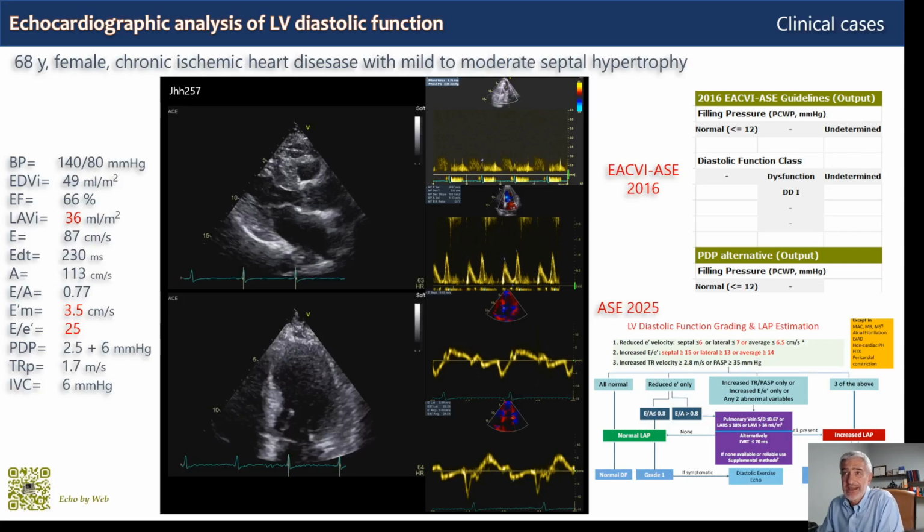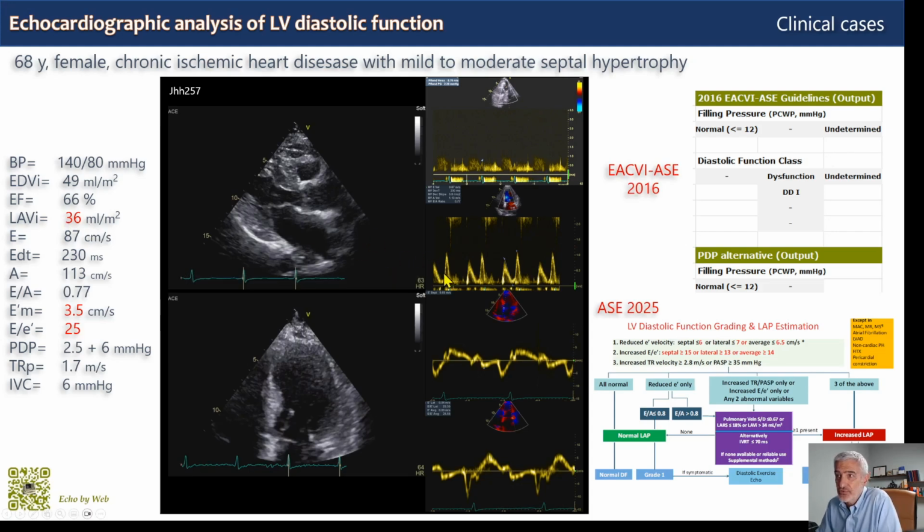In this other clinical case, we have a 68-year-old female with chronic ischemic heart disease and mild to moderate septal hypertrophy. But blood pressure is well controlled, 140 on 80. We have a normal indexed end-diastolic biplane volume, it's 49, and normal ejection fraction. And there is an upper normal, mildly dilated left atrial volume index here, 36 milliliters per square meter.